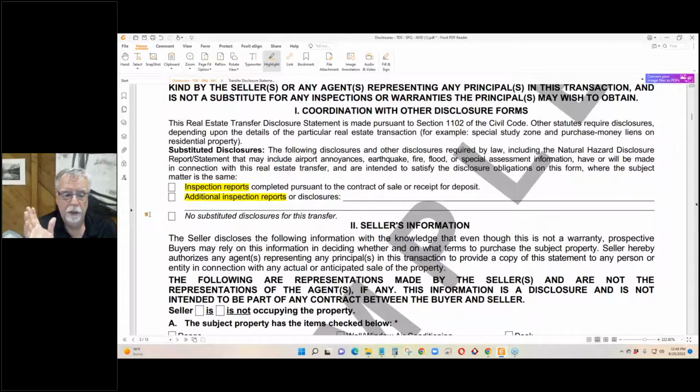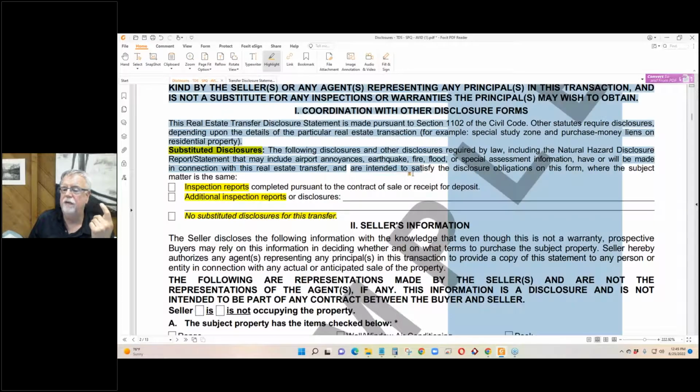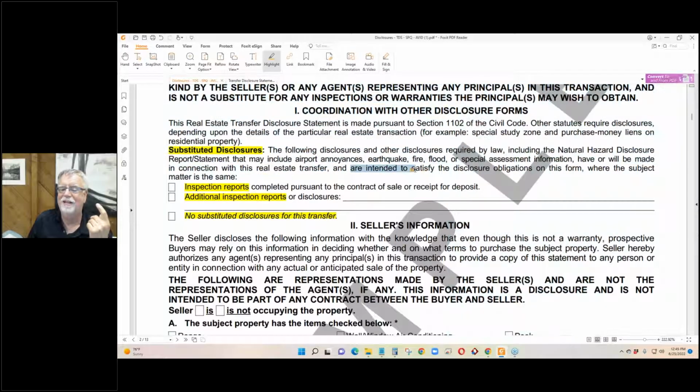Don't do that. What you should be checking here is that there are no substituted disclosures. Now, you might be thinking, wait a second, but I've got additional inspections and reports. Isn't that what that's talking about? And the answer is no, that's not what it's talking about. It's talking about substituted disclosures. And notice these disclosures are intended to satisfy the disclosure obligations on this form where the subject matter is the same.